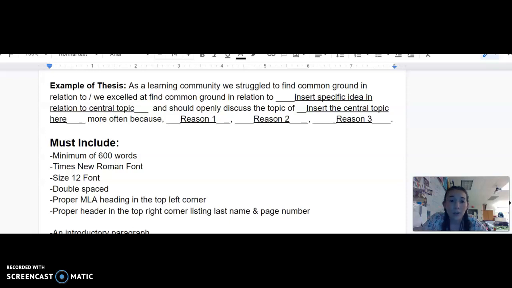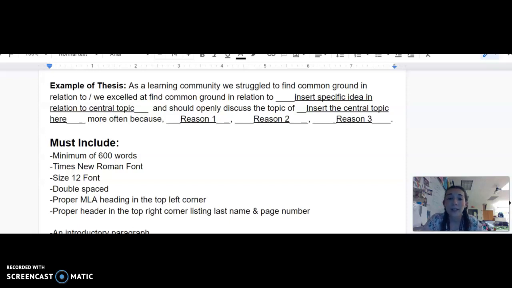So depending upon your pathway, there might have been a different form of conversation that took place that you felt was particularly important to you, and that they should openly discuss the topic of, you would insert the topic of the pathway, more often because, and you would list your 3 reasons as to why you think it is vital to continue talking about these central topics that were found within the novel To Kill a Mockingbird.